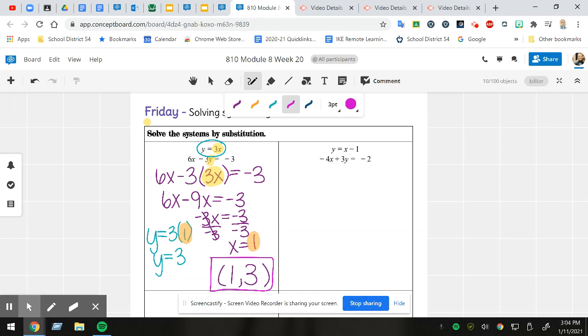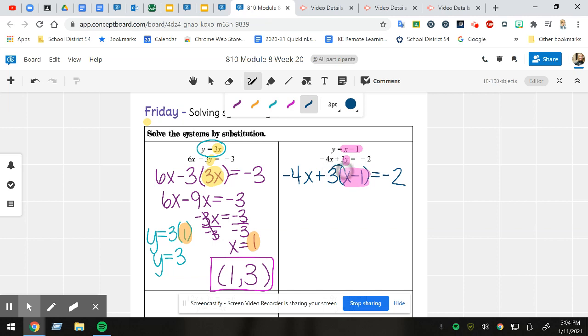All right, let's try another one. Looking at the next one, I have y equals x minus 1. So y and x minus 1 are equal. So in place of this y, I'm going to put x minus 1. So that's my first step, is I'm just going to rewrite these equations, or the equation. Negative 4x plus 3. Notice how the y is next, but in place of that, I'm putting x minus 1. So all I did there is I substituted x minus 1 in for y.